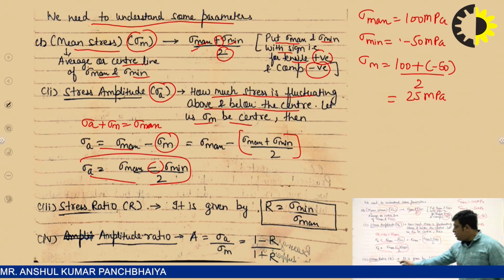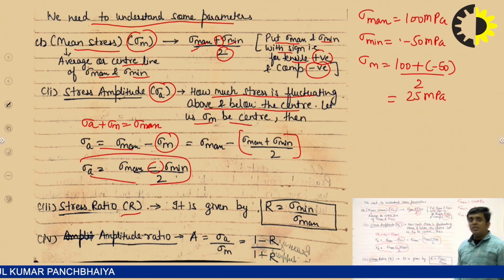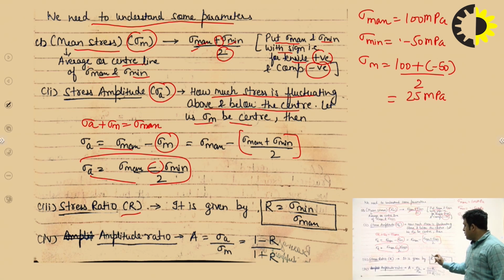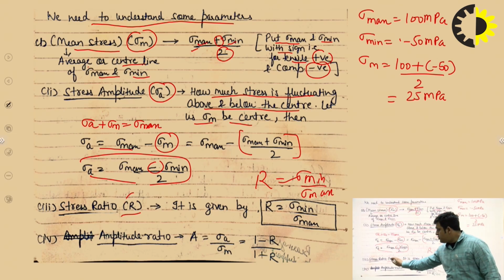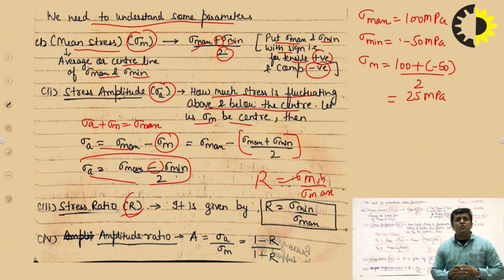Now there is another term we should know, that is the stress ratio. It is represented by capital R, and it is defined as the ratio of minimum stress to the maximum stress. This is known as stress ratio. These formulas we are going to use when we are solving the numericals. We will be requiring these formulas.